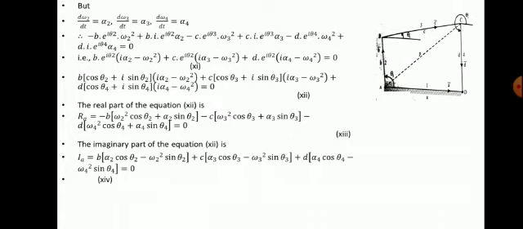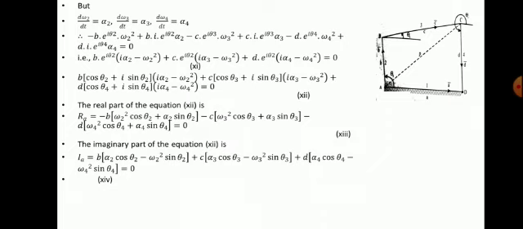Now, the real part of equation 12 is: minus b into omega 2 square cos theta 2 plus alpha 2 sin theta 2, minus c into omega 3 square cos theta 3 plus alpha 3 sin theta 3, minus d into omega 4 square cos theta 4 plus alpha 4 sin theta 4 is equal to 0. This is equation number 13.